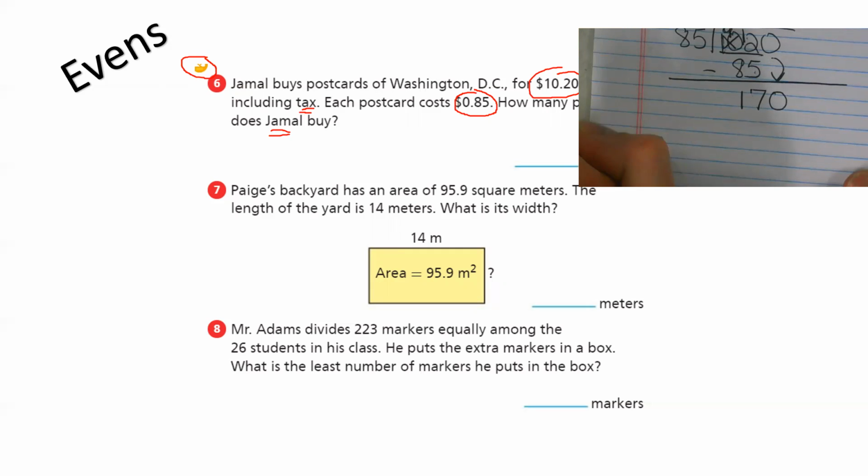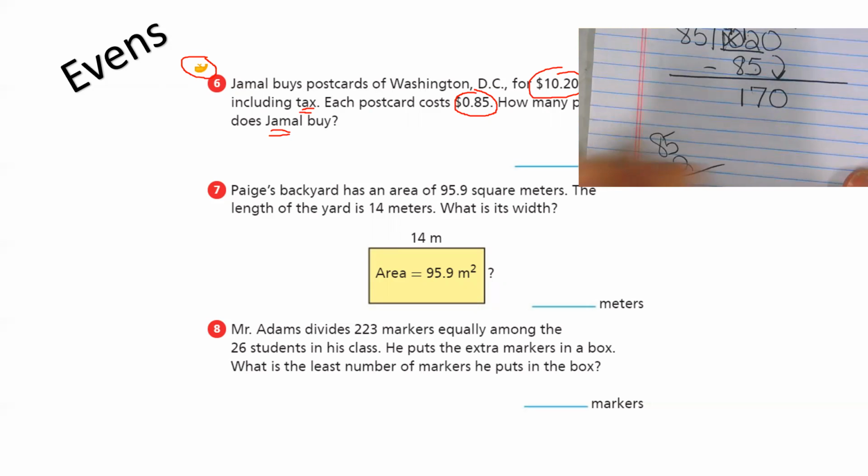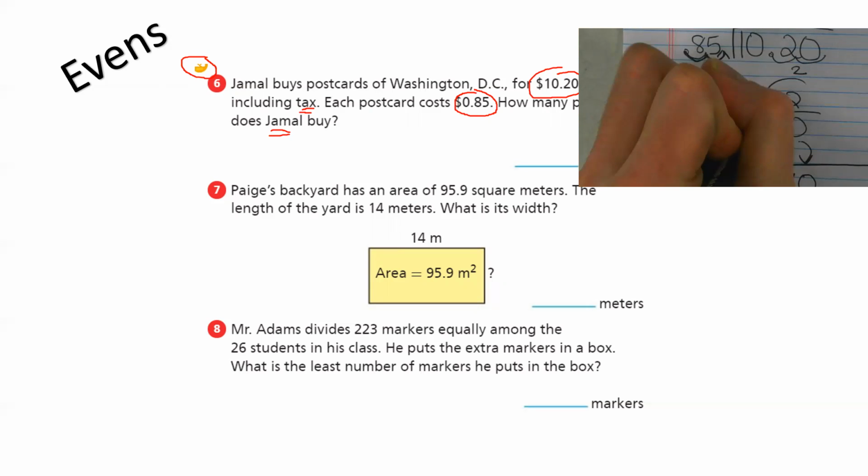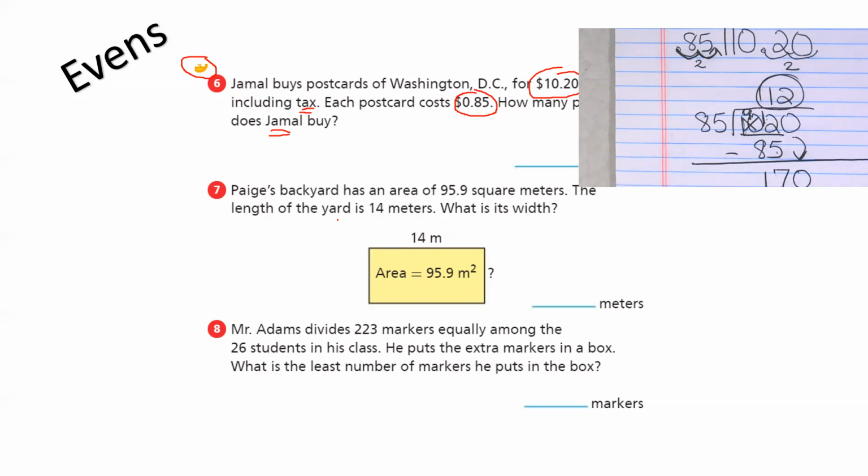Let's see what 85 times 2 is. 5 times 2 is 10. 16, 17, check that out. It's exactly 170. So how many postcards did I buy? 12. Okay. 12. Let's go down to number 8.